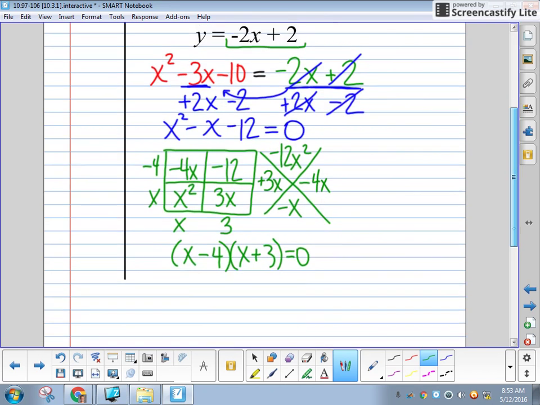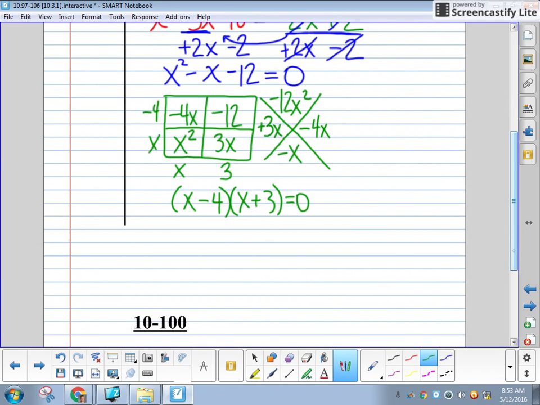Now that's not solved yet. I still need to figure out what x equals. So I know that either this equals 0, so x minus 4 equals 0. That means x has to be 4, so there's one of my answers. Or this equals 0. So x plus 3 equals 0. That means x has to be negative 3. So there's my second answer.